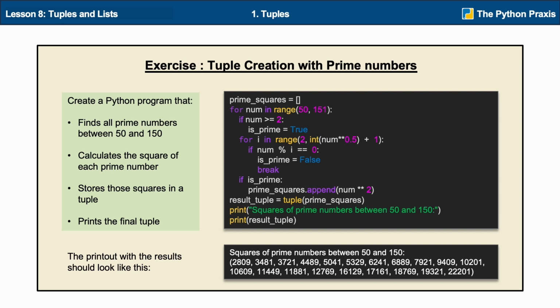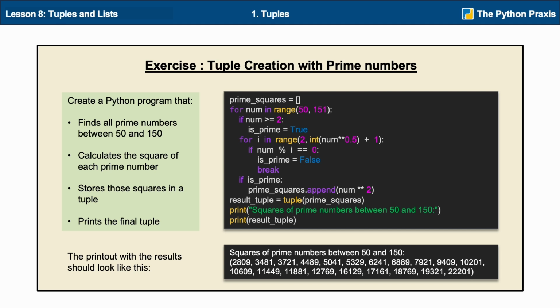Inside this inner loop, we check divisibility. If our number divides evenly by any of the numbers in this inner loop, it means it is not prime. So we set the Boolean variable isPrime to false and immediately break out of the loop. After checking all possible divisors, if isPrime is still true, then our number is confirmed to be a prime. We then take its square using num**2 and append that result to our list prime squares.